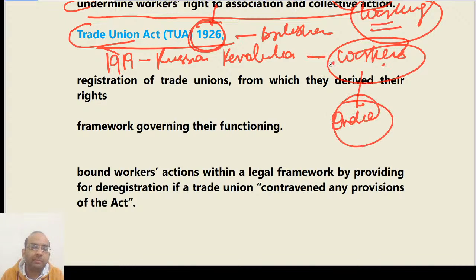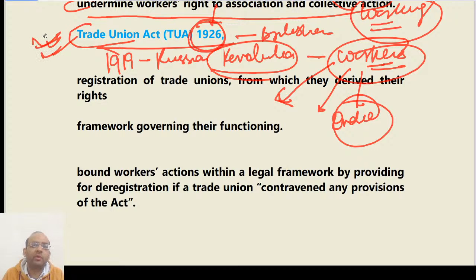So to douse the potential fire that may be instigated by workers, they enacted this act so that workers could vent out, release their anger, frustration, etc. through this act, and they might not take the extreme step of revolution. That was the fear in their mind. That is why the Britishers enacted this progressive law, the Trade Union Act.